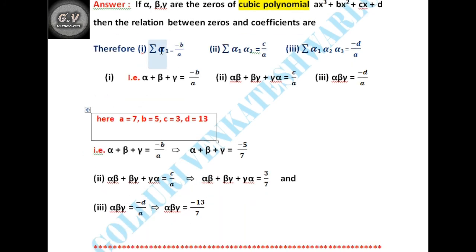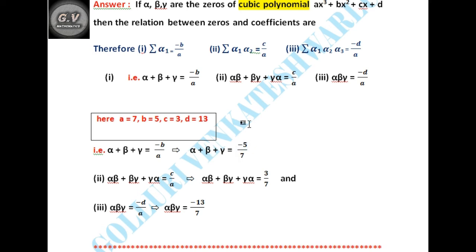Summation alpha 1 is equal to minus b by a, nothing but the sum of all the zeros. Sum of zeros means alpha plus beta plus gamma is equal to minus b by a. We need to change the symbol of b: plus 5 becomes minus 5. The a value is 7. So the sum of zeros is minus 5 by 7.